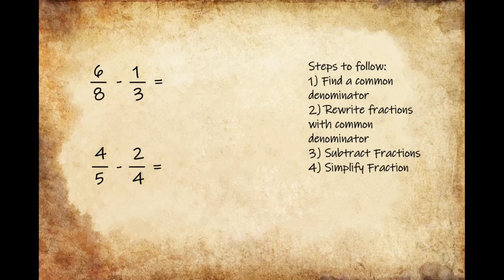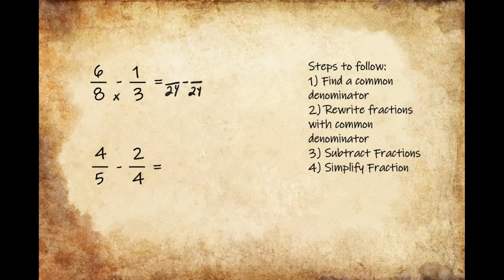Okay, so looking at the first question, I have to subtract 1/3 from 6/8. So in order for me to do that, my first step is going to be to find a common denominator. So to do that, we're going to go ahead and multiply our denominators. So 8 times 3, which is going to give us a new denominator of 24. So let's go ahead and just write out our new denominators on the other side of the equation here.